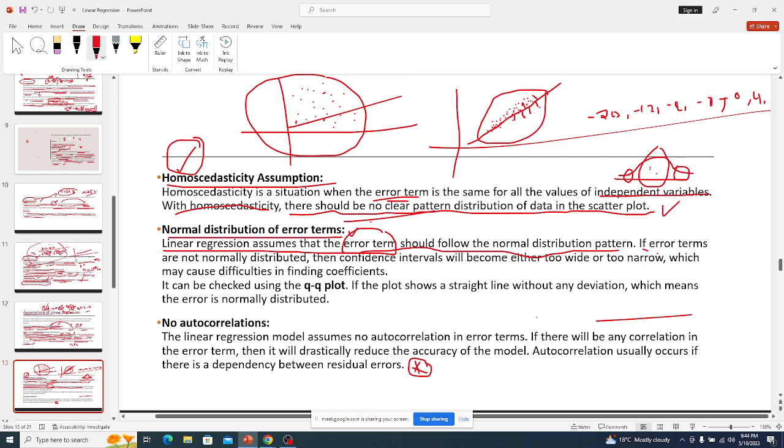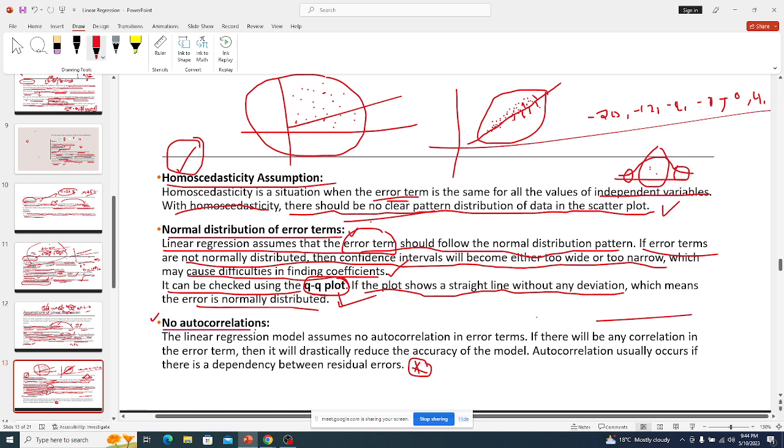Okay, so if error terms are not normally distributed, then the confidence interval will become either too wide or too narrow, which may cause difficulties in finding the coefficients. Okay, it can be checked using the QQ plot. You can go and research on the QQ plot as well. If the plot shows a straight line without any deviation, then it means the error term is normally distributed. Okay, and then we have the last assumption, no autocorrelation.